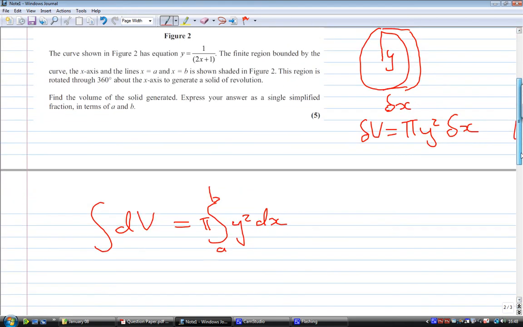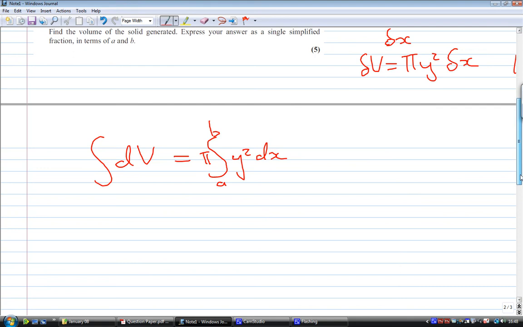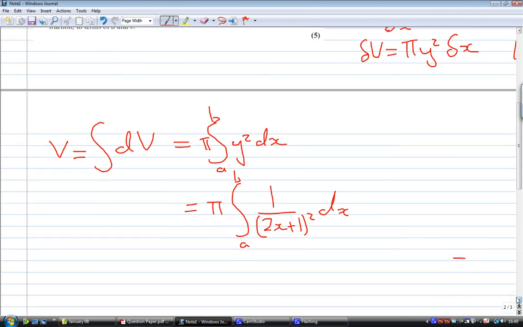What we're going to do next is substitute our y from here to give us x here, so we can integrate it up. Let's put V here as well. V equals the integral of delta V, which is equal to pi times the integral from a to b of 1 all over 2x plus 1 squared delta x. Now, how are we going to do this?